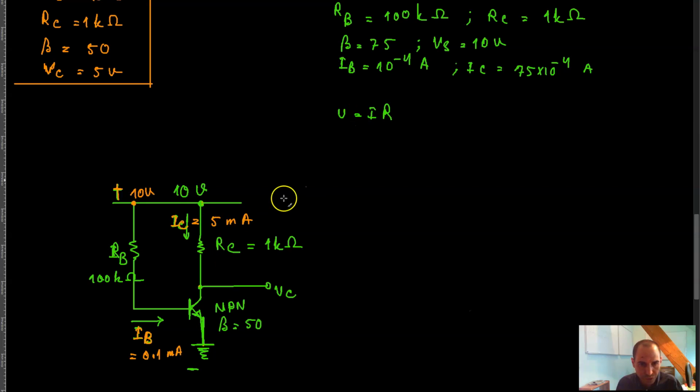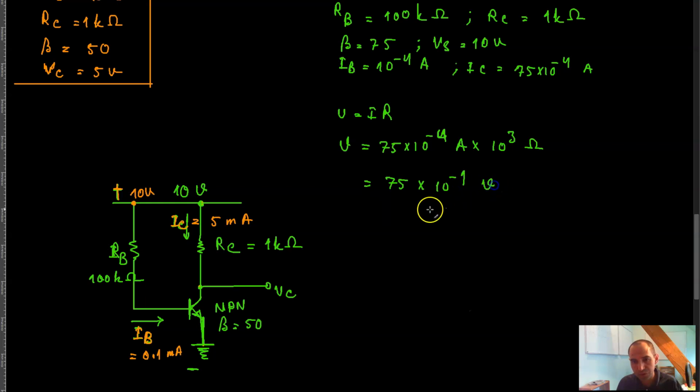So the voltage drop across this resistor is therefore going to be I, which is 75 times 10 raised to the power negative 4 amps, times R, and your R is basically 1 kilo ohm. So 1 kilo ohm is 10 raised to the power 3 ohm. And so that's the same thing as 75 times 10 raised to the power -1 volts, which is the same thing as 7.5 volts. So you can see that now 7.5 volts is being dropped across this resistor.